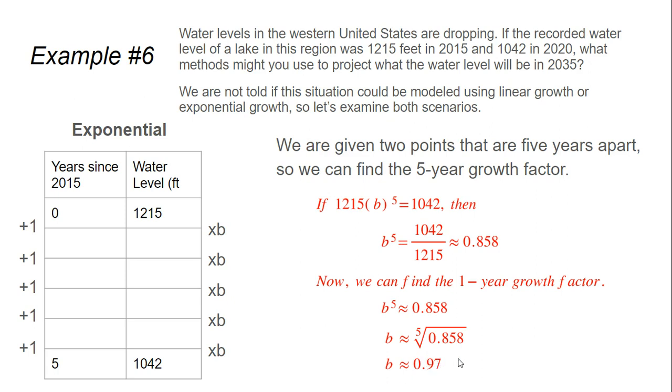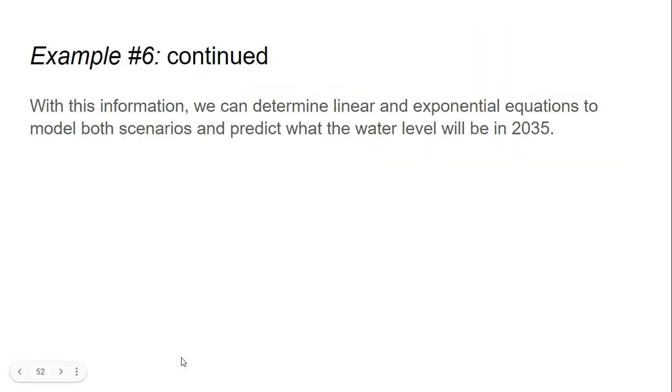The reason I say it's a growth factor technically is if you notice this value is less than 1, and if we have a value less than 1, that means I'm losing something. I'm not keeping 100% of what I have. I'm only keeping 97% of what I have. If I'm only keeping 97%, I'm actually going down each and every time, which makes sense considering our scenario is actually a decreasing water level.